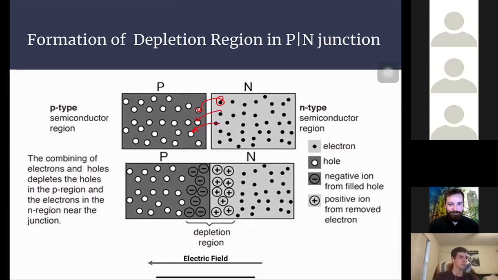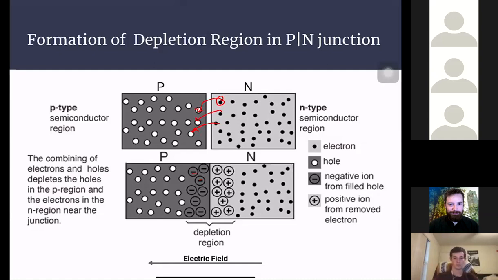meaning once an electron fills a hole, it creates a negative charge there, right? And once the n-type loses an electron, it has a positive charge, because the atom is donating an electron and here the atom is taking an electron. Hence the negative and positive charges. Now, this creates a region, and this is called a recombination of holes and electrons.